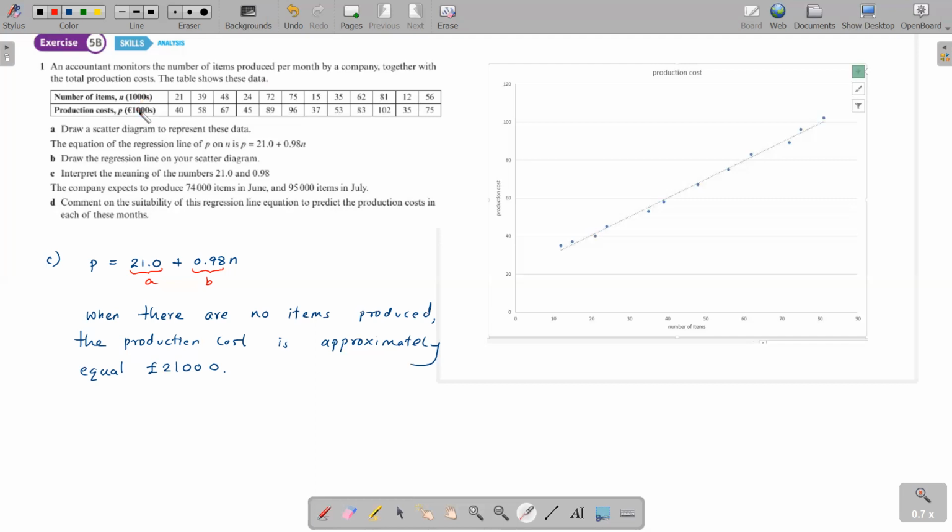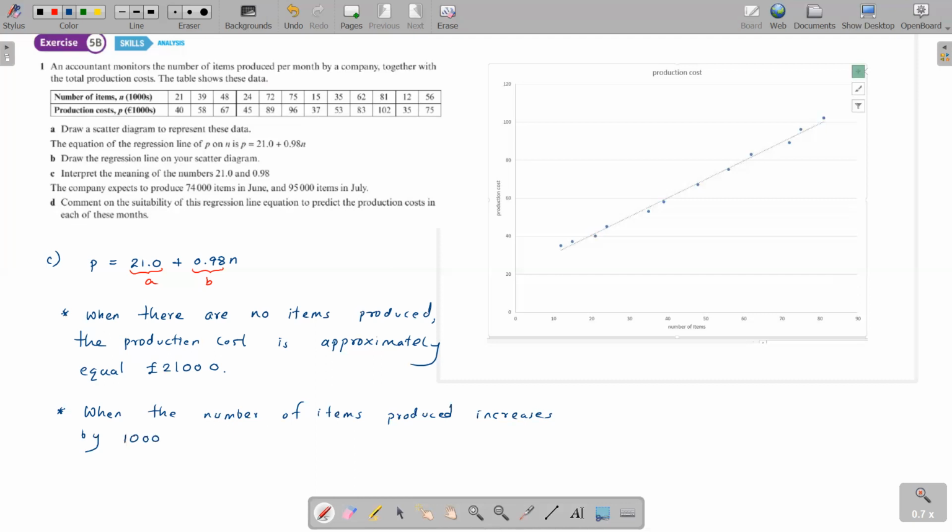Okay, this is the interpretation of the intercept, and this is the gradient. So when the number of items produced increases, go with increase. You can say increase or decrease, but for x always go with increase. When the number of items produced increases by 1, normally we say 1, but over here 1 unit is 1,000. So that's why I'm saying 1,000, guys.